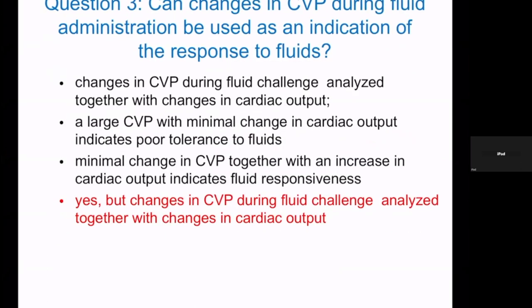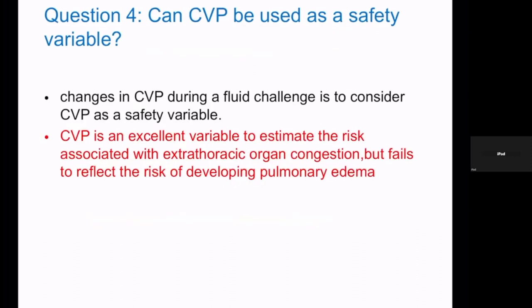Coming to question three, can changes in CVP during fluid administration be used as an indication of the response to fluids? Yes, but changes in CVP during a fluid challenge must be analyzed together with changes in cardiac output or other indices. Question four: can CVP be used as a safety variable? CVP can be an excellent variable to estimate the risk associated with extrathoracic organ congestion, but it fails to reflect the risk of developing pulmonary edema.